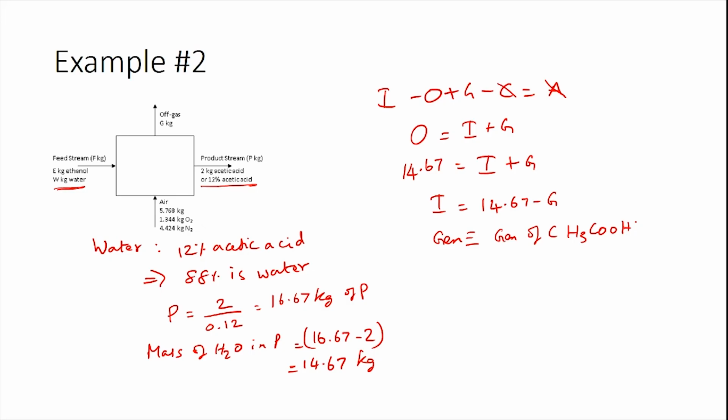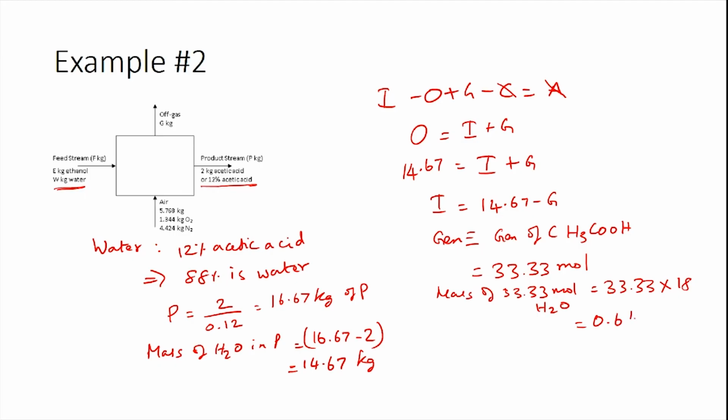So, thereby this is equal to 33.33 moles. 33.33 moles of water would have a mass of 33.33 times 18, giving you a mass of 0.6 kilograms.